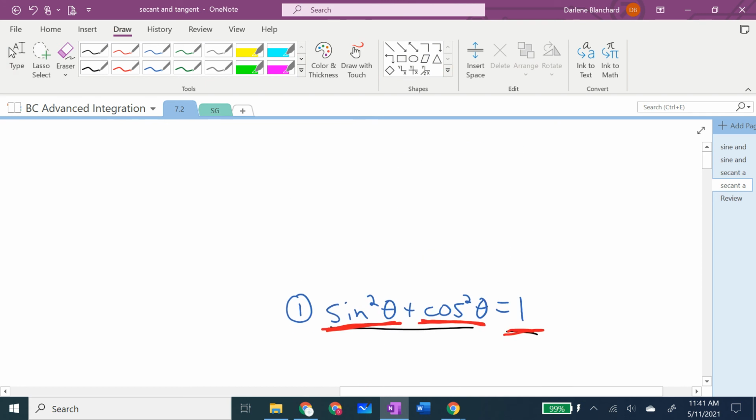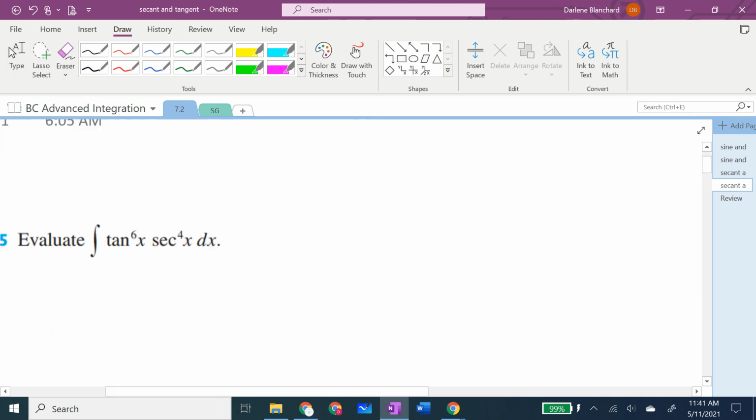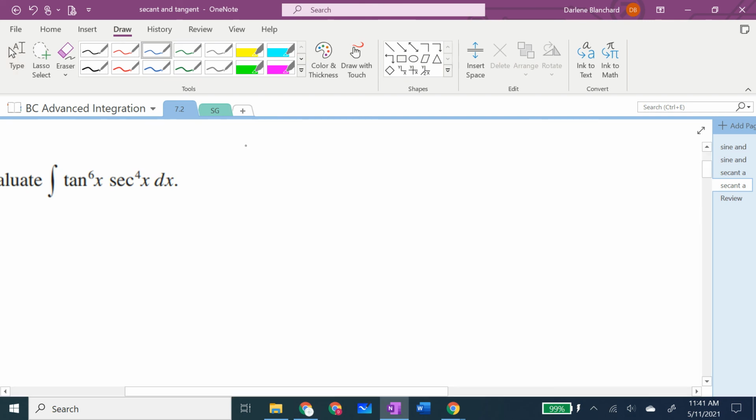I'm going to start off with, if we were to do a u substitution of tangent x, what would we need to have for the du? What is the derivative of tangent? Secant squared. If I decide that u is going to be secant, what is the du? Secant x times tangent x.